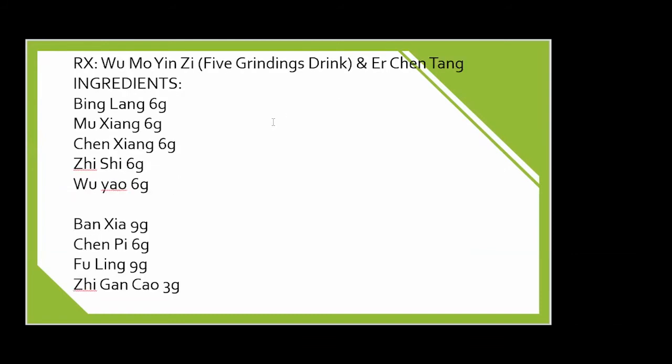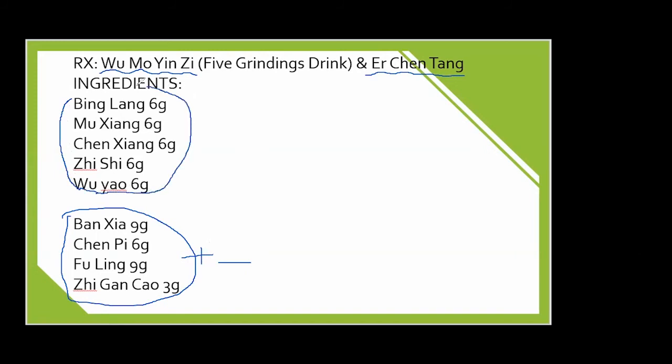The formula we use is Wu Mo Yin Zi in our CTM list, with Erchentang, which we talked about before already. Mainly there are four herbs in there, but we cook with Wu Mei and Sheng Jiang. Wu Mo Yin mainly moves qi, to resolve qi stagnation. So we put them together to resolve qi stagnation and phlegm.